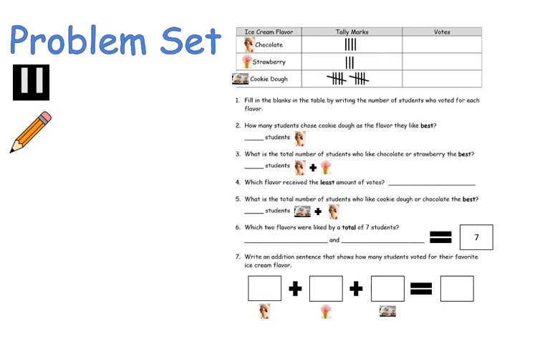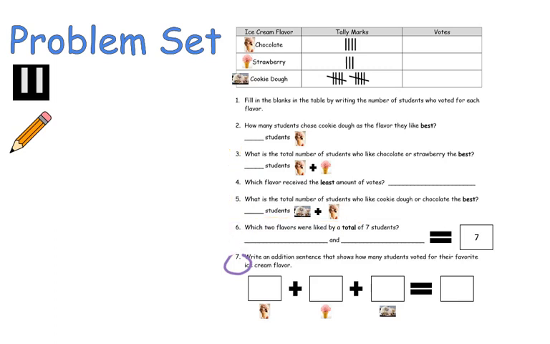All right, here you are. Now you need to solve problems 4. Sorry, we just did 4. 5, 6, and 7. I'm going to read them to you, okay? And then when I'm done reading, I'm going to tell you to pause it. But let me read all the problems first so you know. Number 5. What is the total number of students who liked cookie dough or chocolate the best? So that's just like number 3 that we did up here.